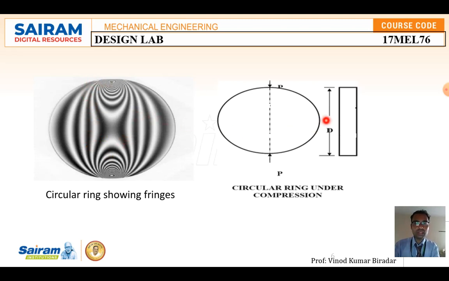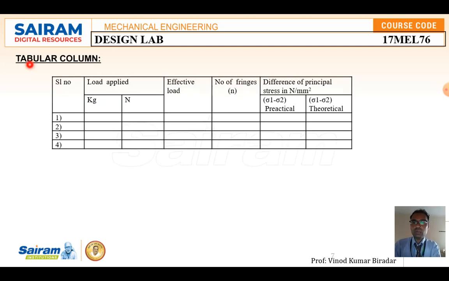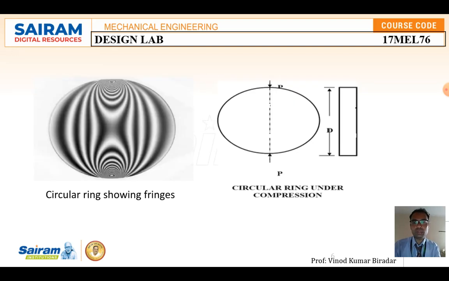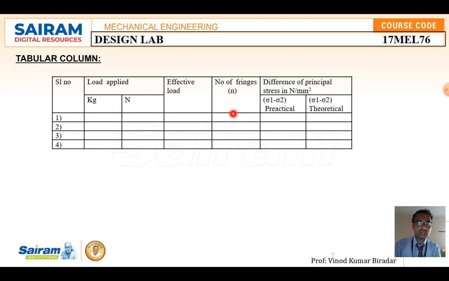Okay, so here the diameter is given, you note down the initial diameter, whatever it is. So this is a tabular column. Load at 1 kg, convert to 9.81, so it is the effective load. Suppose 1 kg is 9.81, note down here the effective load, and the number of fringes that occur in this circular polariscope, you note down here, with the help of these values.